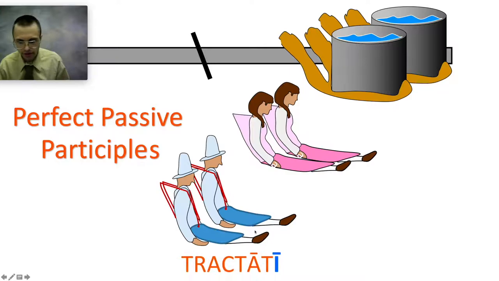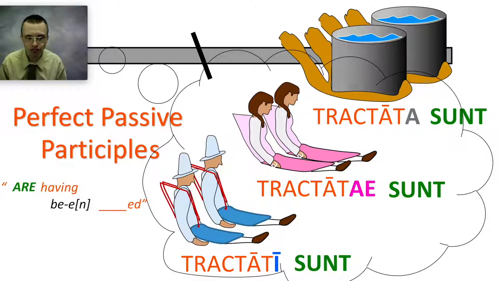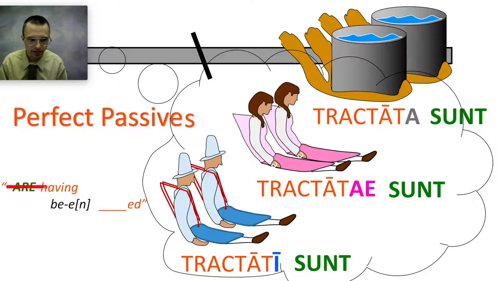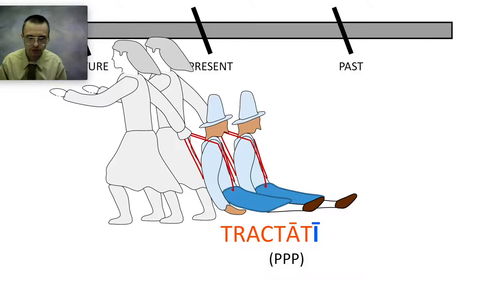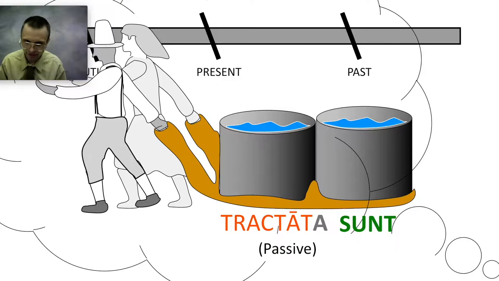Okay, so our three genders are tractati, tractatae, tractata, meaning having been blanked. And now notice, what number are these? Singular or plural? Plural. So are we going to put an est onto this? No, we're going to put on a sunt, meaning are having been dragged. And as that, they are no longer a participle, but they're actually a perfect passive verb. And the translation is have been dragged or were dragged. All right, so you should be getting the hang of these now. Tractati sunt is the opposite of traxerunt. Tractatae sunt is the opposite of traxerunt. Tractata sunt is the opposite of traxerunt.